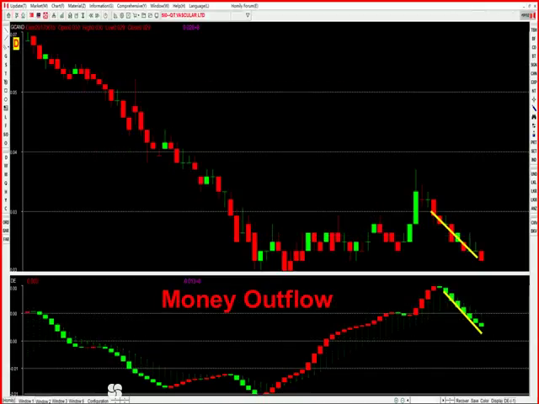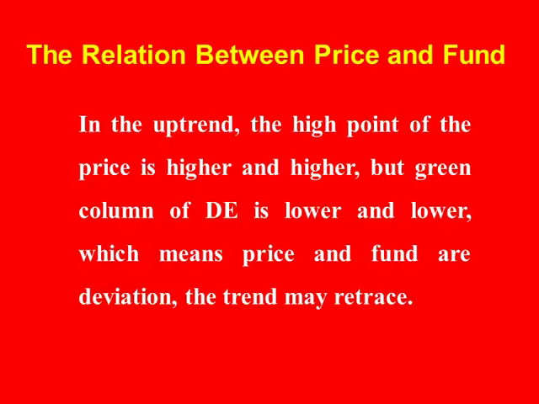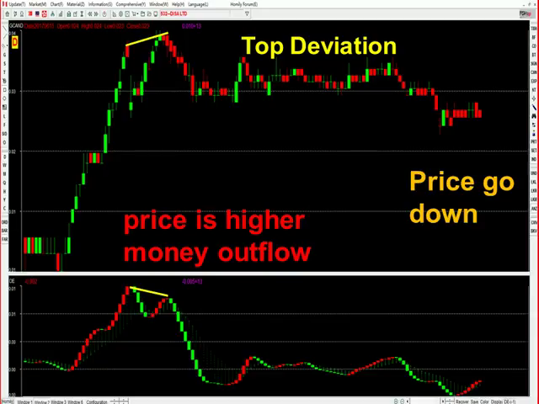So let's continue. The relation between price and funds. In the uptrend, the high point of the price is higher and higher, but the green column of the deviation expert is lower and lower, which means the price and funds deviate, money may retrace, the trend may retrace. So let's see this one. The price is higher, money outflow. Then top deviation, price goes down. How to confirm the top deviation? Price creates a new high, but the high point of the deviation expert is lower. So this is the top deviation, which means the sell opportunity. So this is the method, which means you should know the price may go down.